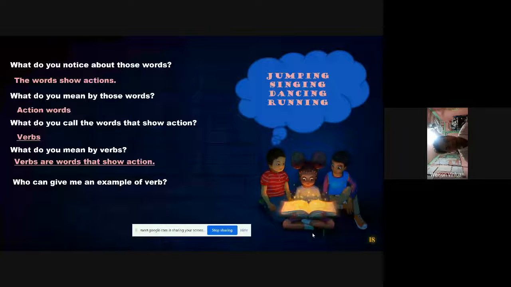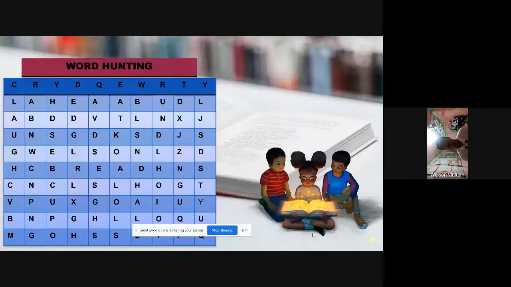Okay. Very good. Now, we are going to play word hunting. I will group you into 5 groups. All you have to do is to search for the words inside the word hand as I give you clues for every word that you are going to look for. Is that clear? Okay. For number 1, what do you do when you are sad? Very good. Cry. Another. What do you do when you see something funny? Okay, precisely, laugh. Another, what do you do when you are in a hurry? The answer is? Very good, run.